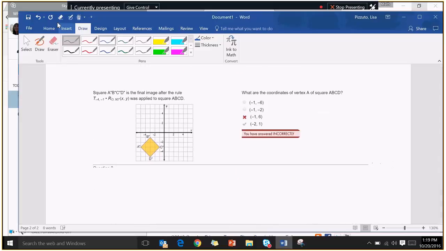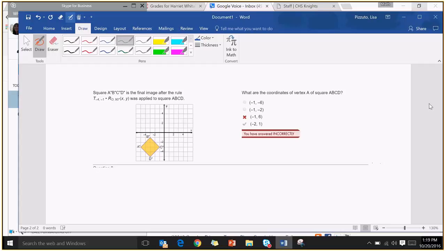It says here the square A double prime, B double prime, C double prime, D double prime is the final image after you went through this. Now it's asking, what was the original value of x? So basically what you have to do is undo it. If you had any point (x, y) and you first rotated it 90 degrees, which is what you would do first, it would become (y, negative x), correct?